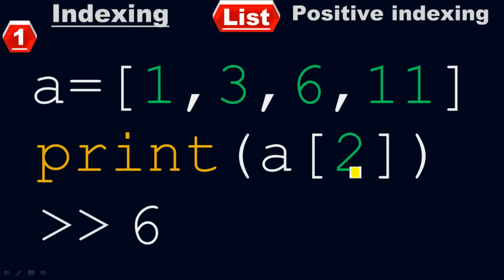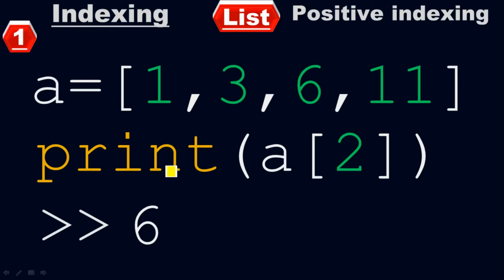So when you take a of 2, what is 2? 2 is that specific index address, that specific address in the computer memory. It is the index value. We already know that positive indexing starts from 0. 0, 1, 2, 3. So the index value in the memory for 1 is 0, the index value for 3 is 1, and the index value for 6 is 2. So at index value 2, we have 6. Therefore, when you run this program, it will return 6 because 6 has index value 2 in the computer memory.